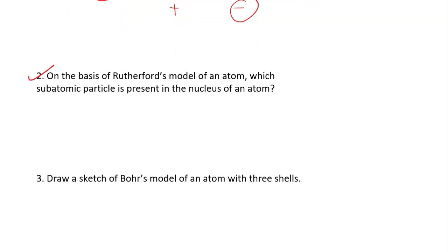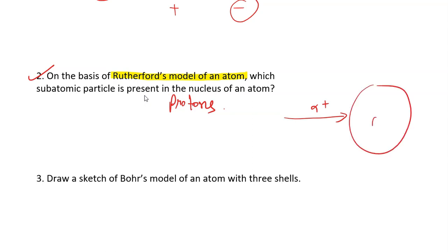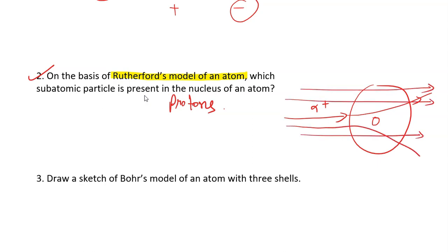Next question, number 2. On the basis of Rutherford's model of an atom, which subatomic particle is present in the nucleus of an atom? Yes, it is protons. Because in his experiment he observed that alpha rays, which were positively charged radiations, as they enter the atom, most of the rays go undeviated and some rays deviate. And why will they deviate? Because the positive charge is contained in the nucleus.